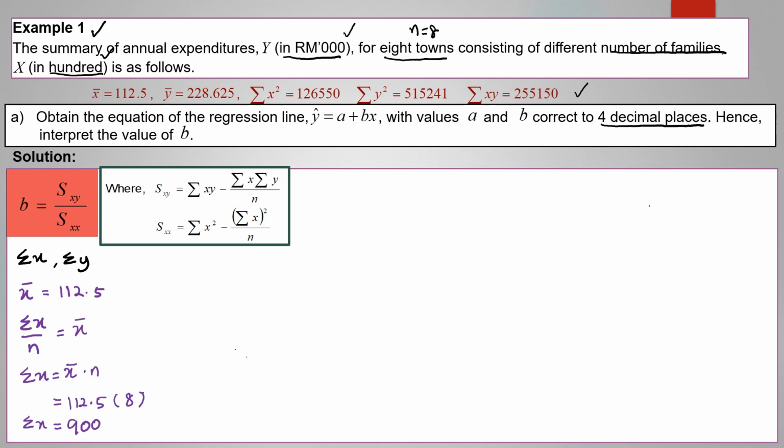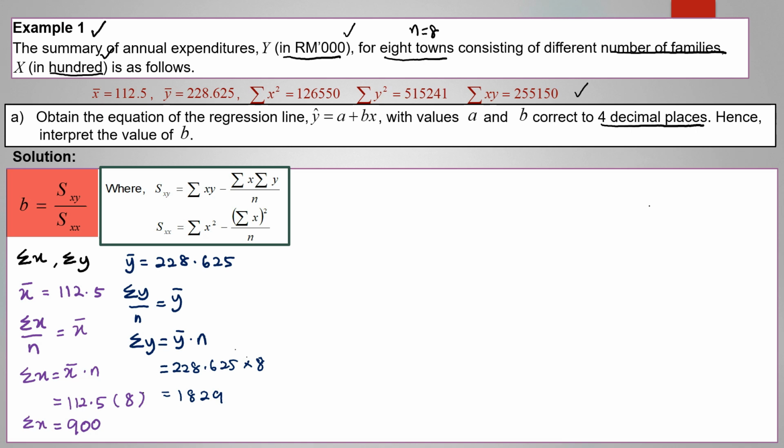Next, let's move to summation y. We are given that y bar is equal to 228.625. The formula for y bar is summation y over n. In order to get summation y, we will have y bar times n. So in other words, we will have 228.625 times 8. Press your calculator correctly, and you will get the value of summation y, 1829.